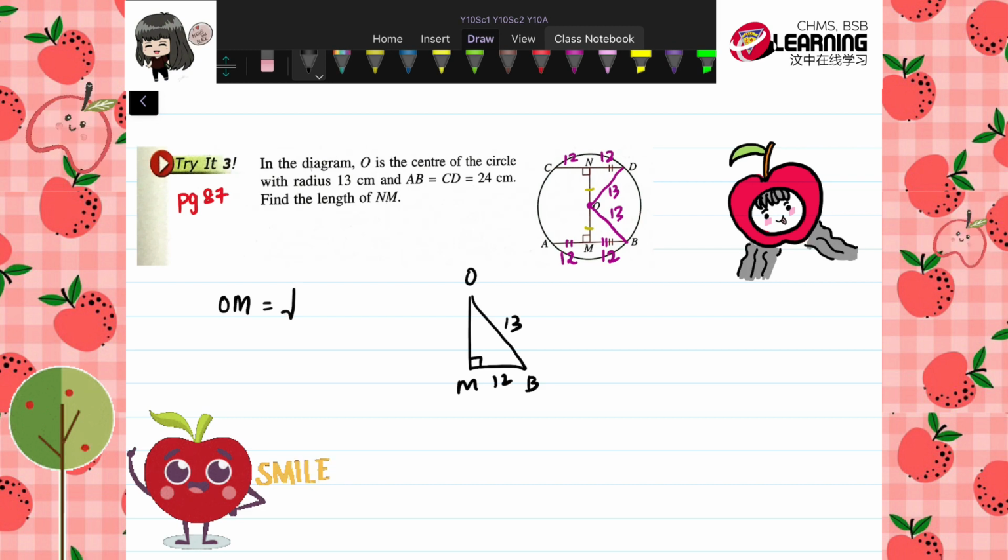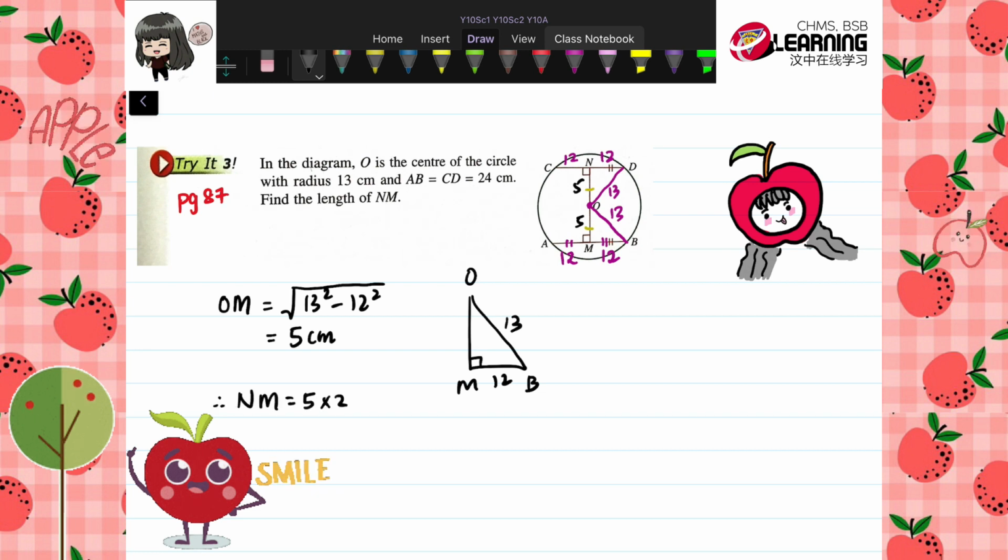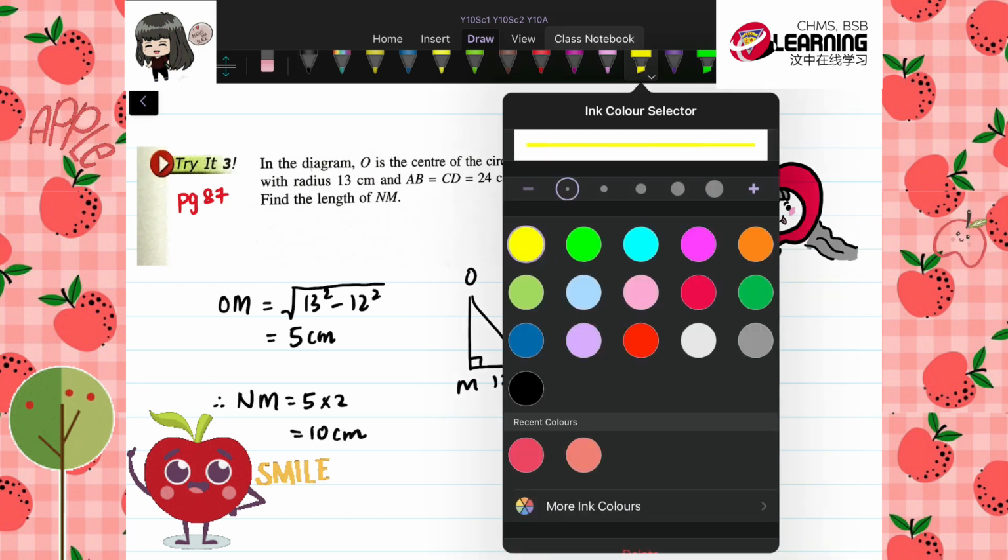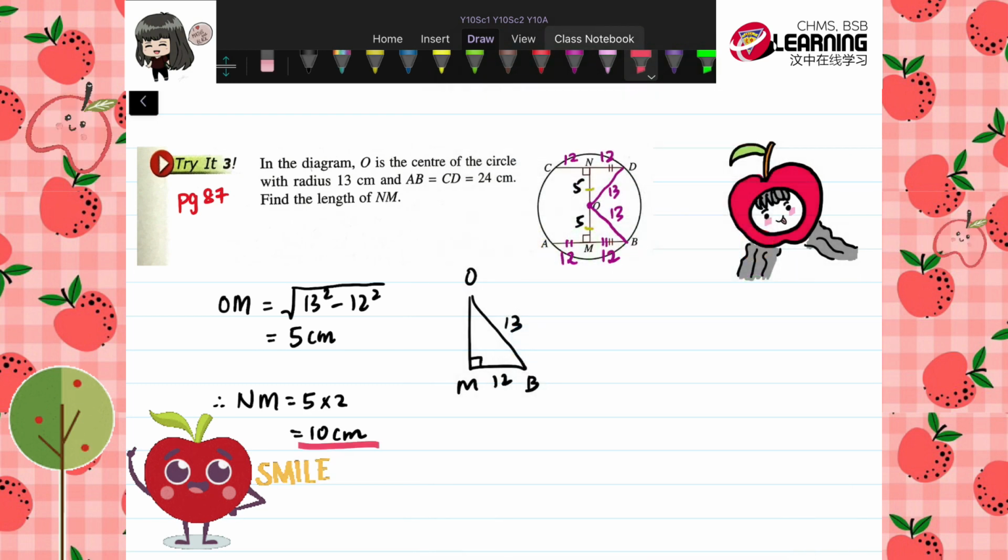So OM will be the square root of the hypotenuse squared minus 12 squared. Here I will get 5. This is 5 centimeters. So OM is 5, ON is also 5. Therefore, our N to M will be 5 times 2, which is 10 cm. That's it. Easy, right? As long as you understand the theorem, then you can do it.